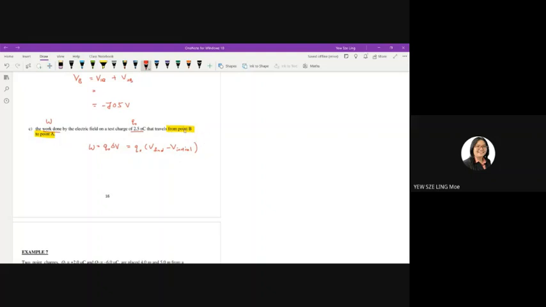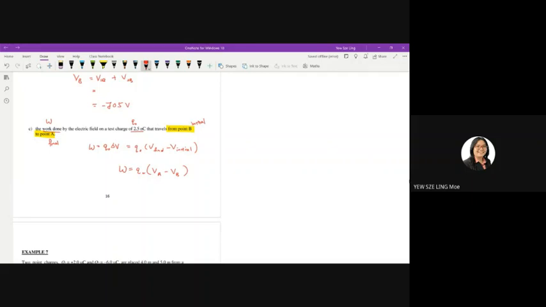Question C says now you're traveling from point B to point A. From B to A, meaning that point A is now your final position, and point B is now your initial position. Therefore, in order to calculate the work done in question C, W is equal to Q0 (VA minus VB).